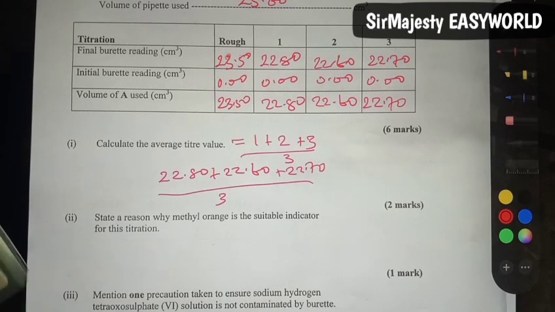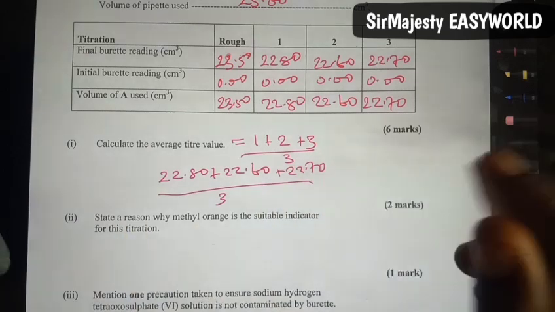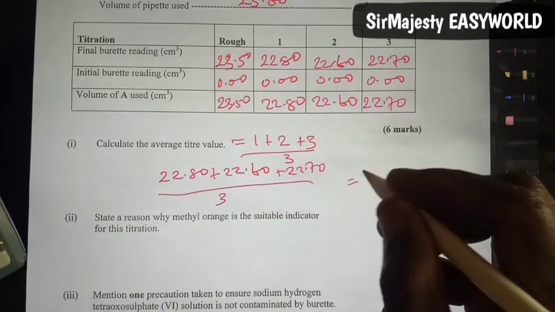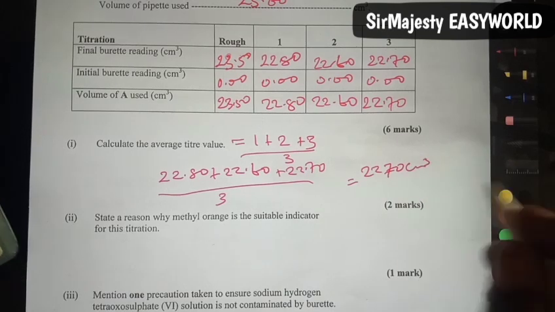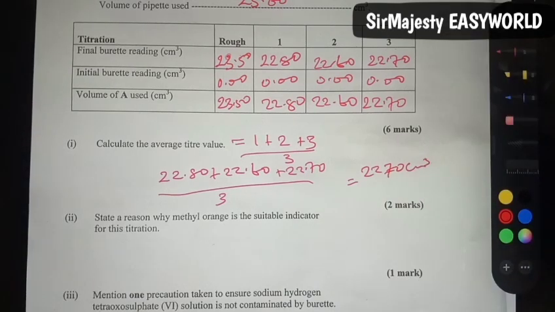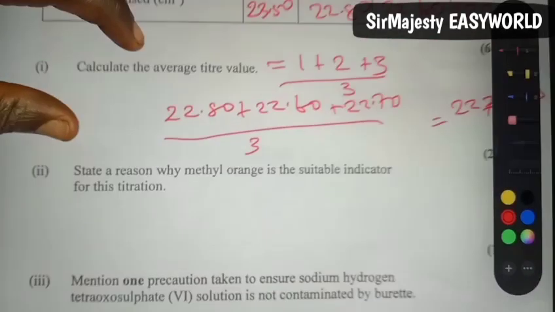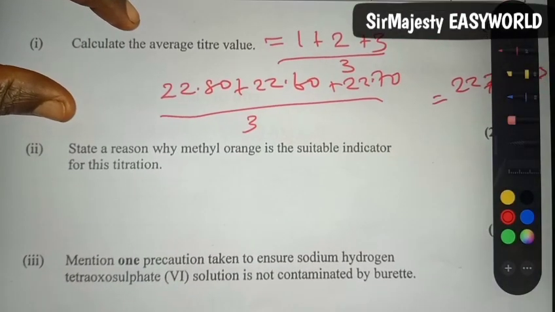So at the end we will get our final answer, I don't want to waste time, the whole answer here is going to land in 22.70 cm cube. You get your 2 marks, and remember not to cancel your table. Then state the reason why methyl orange is the suitable indicator for this titration.